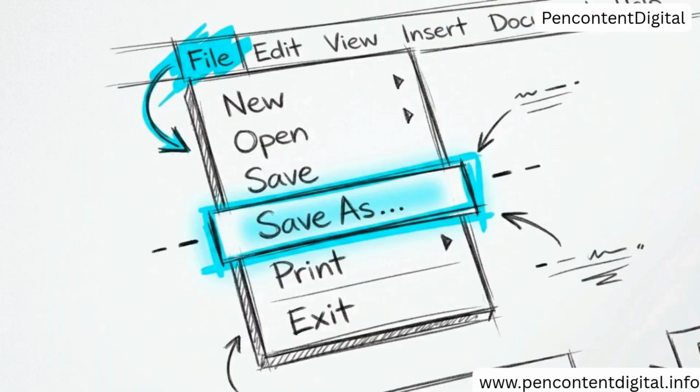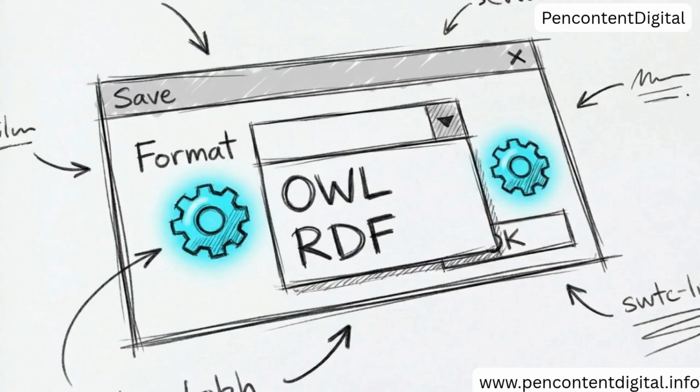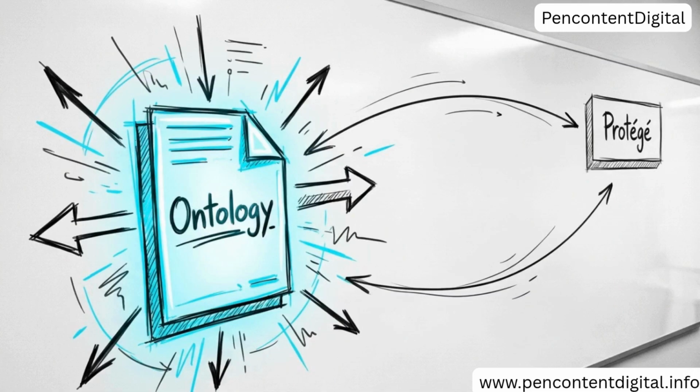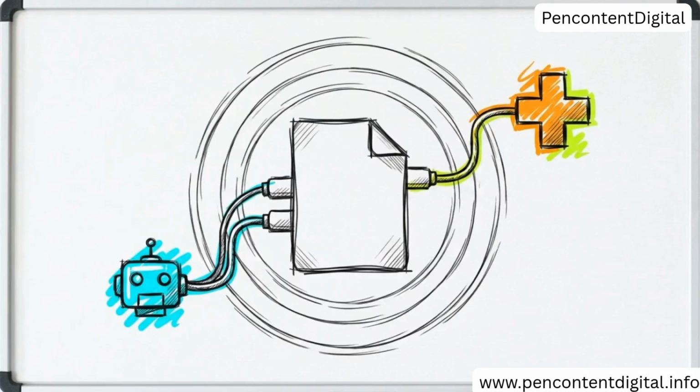To finalize your work, go to the top menu, click File, then select Save As. During the file format selection process, make sure you choose an industry standard like OWL or RDF. Confirm that the completed file is now saved locally to your desktop or designated folder. This exported file is now completely decoupled from the Protege editor. You possess a universal semantic asset ready to be ingested by external applications.